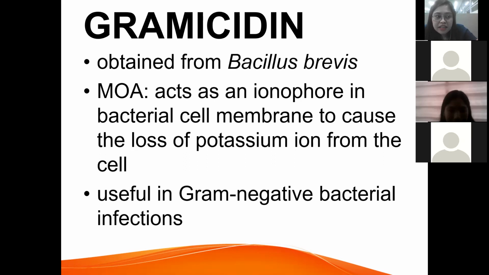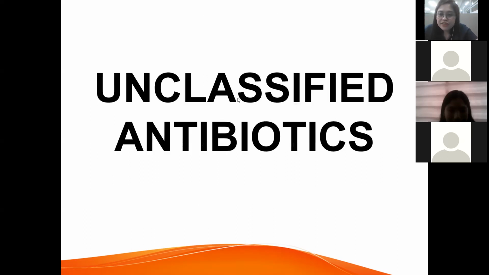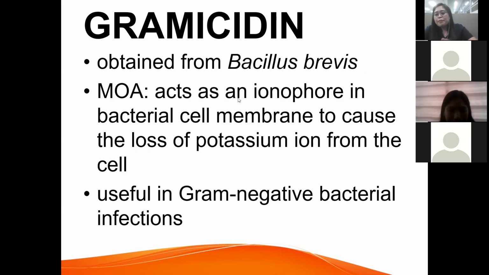So, si gramicidin actually will target the cell membrane, tapos pagkahuman, it will cause the leaking of the cell membrane, wherein pag mag-leak na siya, ang potassium ang mugawas. So pag mugawas ang potassium class, pwede na siya mag-cause of death of the bacterial cell. But gramicidin class is useful only for gram-negative bacterial infections. Okay, so that's it for our polypeptides. Any questions?